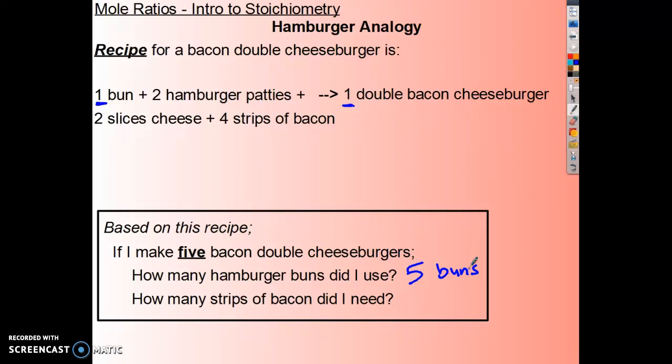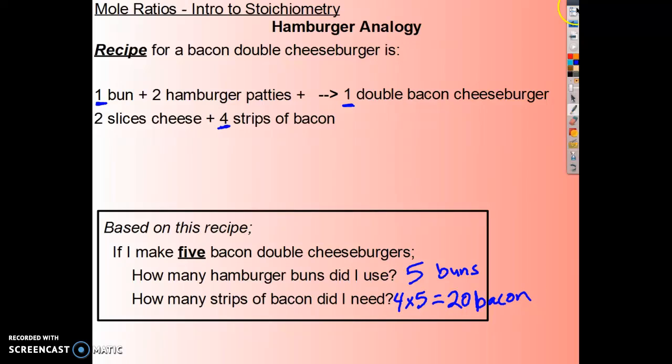Okay, and then for the question about how many strips of bacon we needed, for 1 double bacon cheeseburger we needed 4 strips of bacon. So however many cheeseburgers we make, we're going to have to multiply it by 4 to find the number of strips of bacon. If we make 5 cheeseburgers, 4 times 5 gives us 20 bacon pieces. Alright, so we can use our recipe like that. This is actually something we'll call a mole ratio.